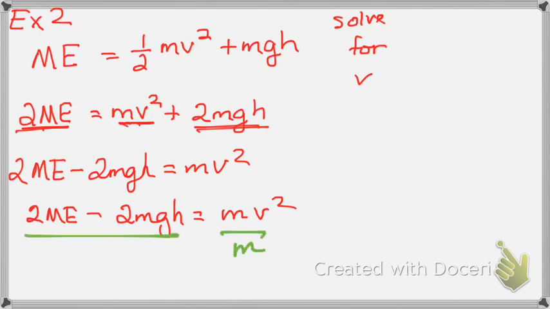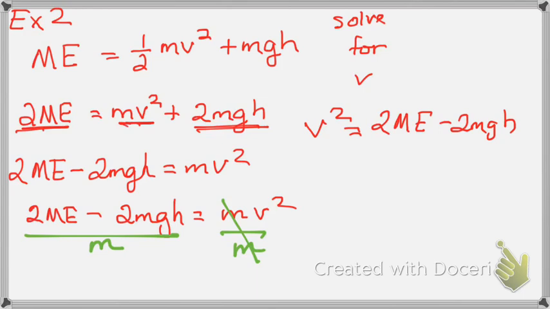And I'm just going to write it like this. If you want to write them individually and put each one over m, that's acceptable also. However, it will cancel on the second term, but not the first. Okay? So, this cancels, and so my answer is v squared equals 2me minus 2mgh all over lowercase m.